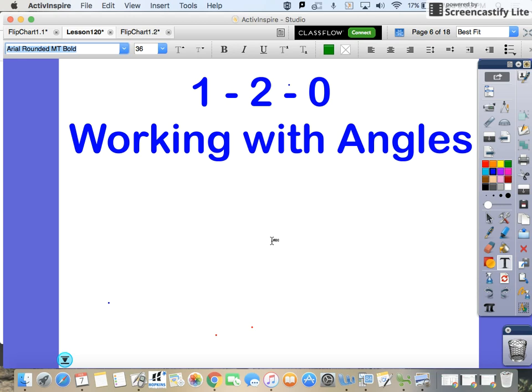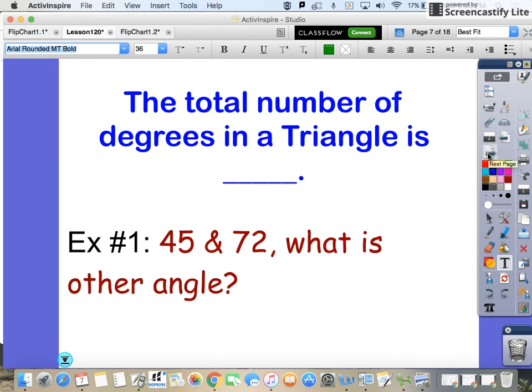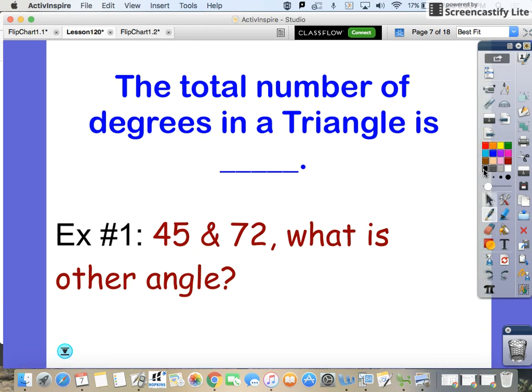This is lesson 120, working with angles for geometry. We're going to look at a couple definitions in a second, but before we do that, I want to refresh your memory on some things about triangles. So first, the total number of degrees in a triangle is 180. So there are 180 degrees in every single triangle, no matter how different they look.